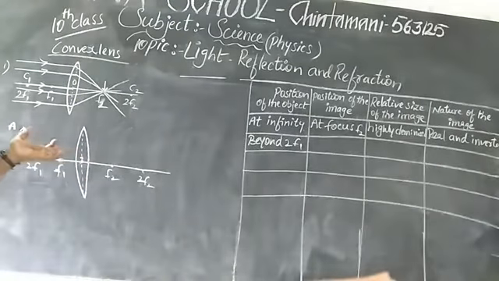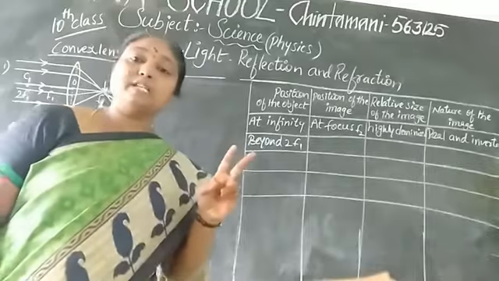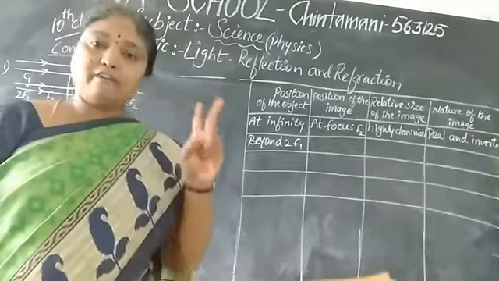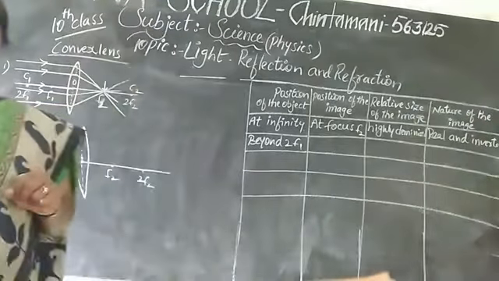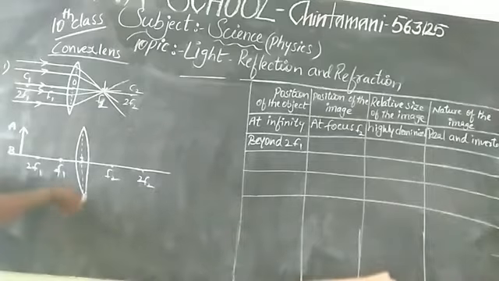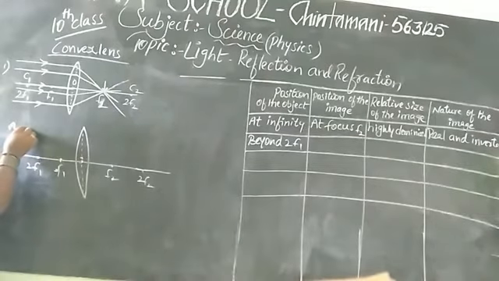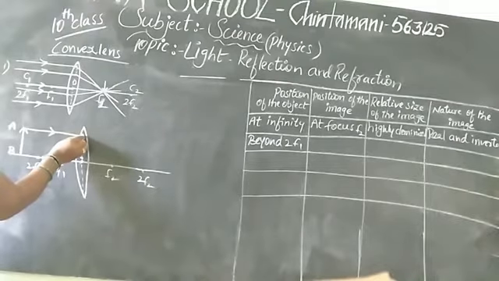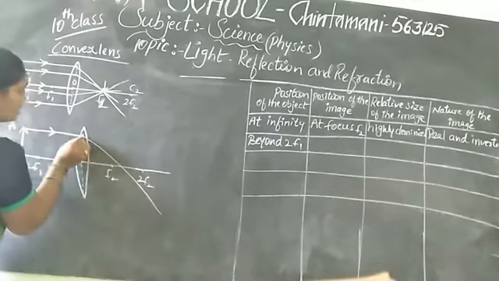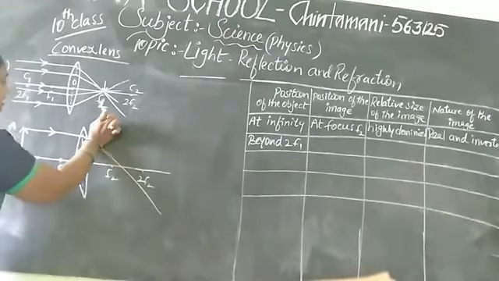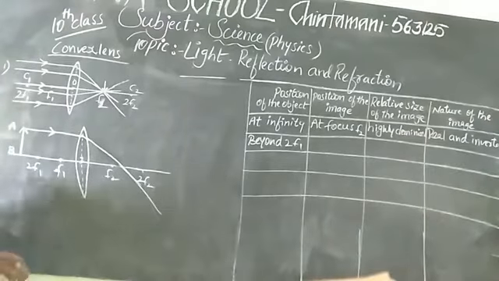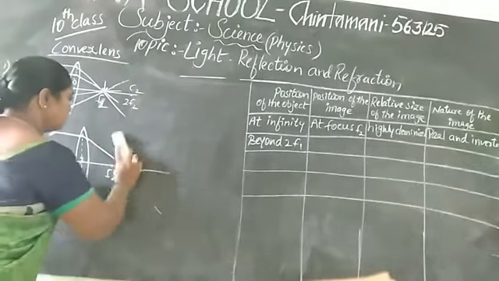Now start, children. Here we have to use 2 rules. Of the 3 rules we have seen, we have to follow 2 rules. First, we are going to follow the first rule. For the ray parallel to the principal axis, if you draw the ray, where is it going to form? It is going to form on the opposite side. So this is your refracted ray.